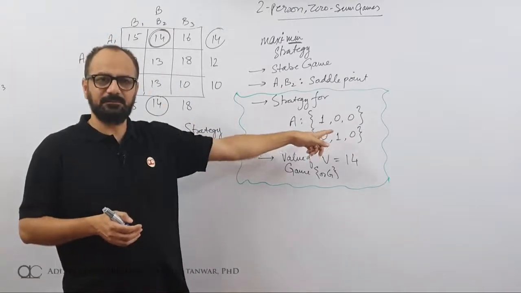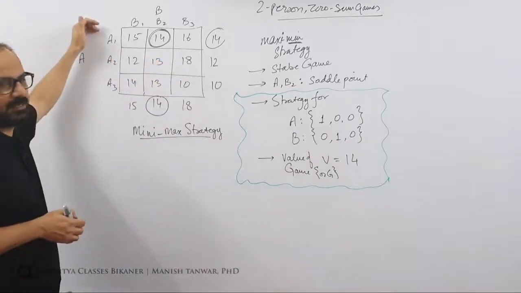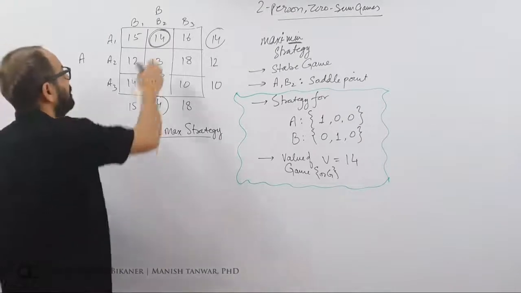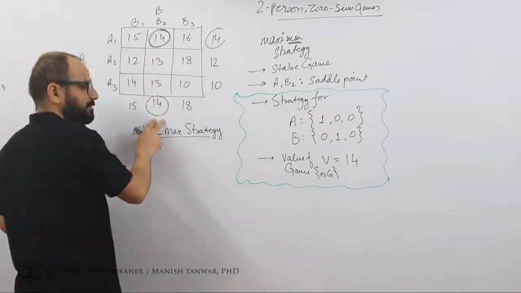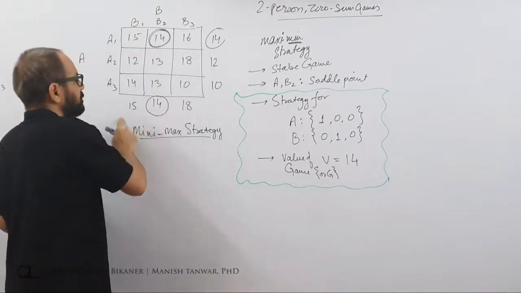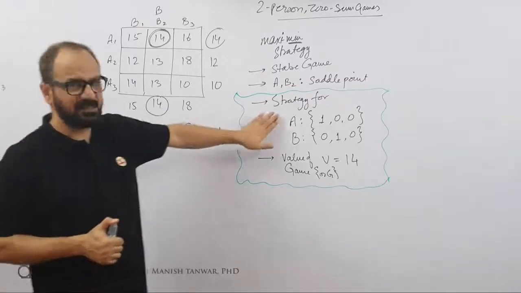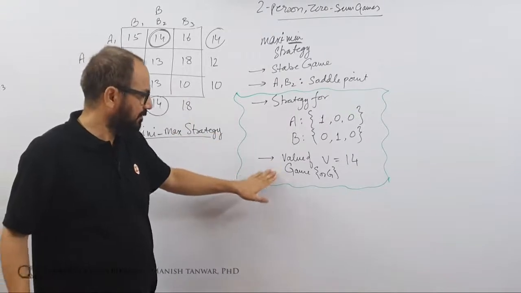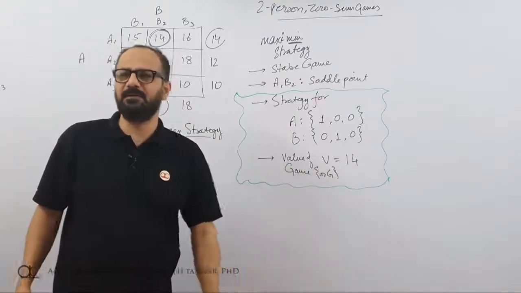100% is the proportion. 100% of the times I should take A1, 0 times I should take B2, A2 and A3. For B, I am saying 100% of the times it should take B2, 0% of the times it should take B1 or B3. This is my strategy. This is my submission that these should be the strategies. What is the value of game? 14.